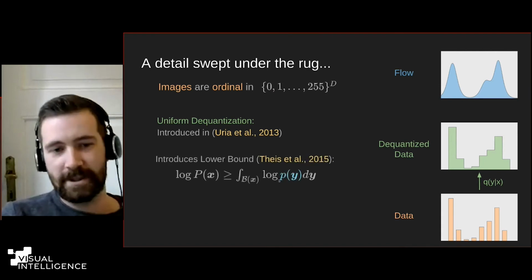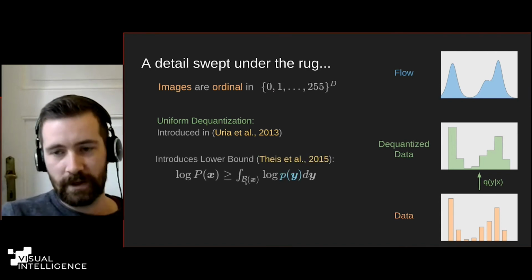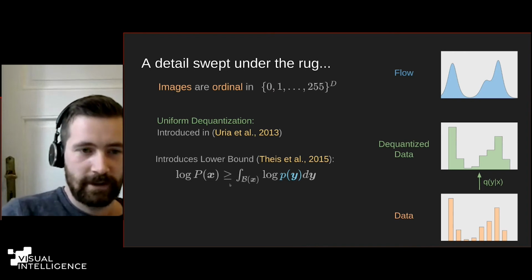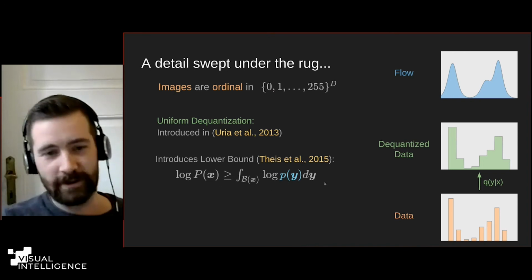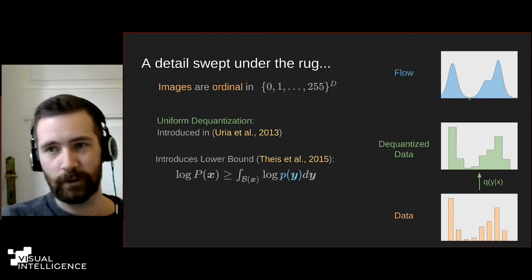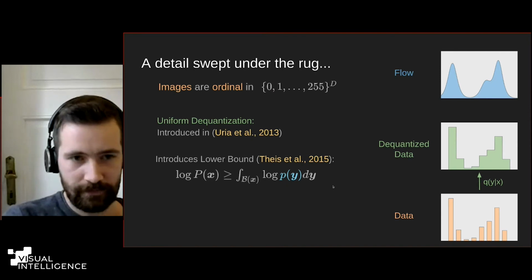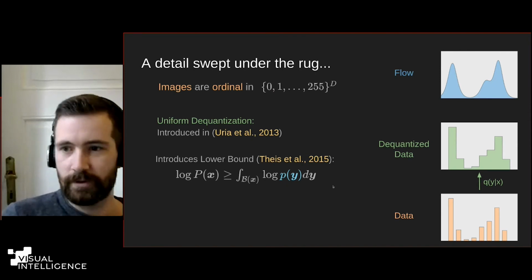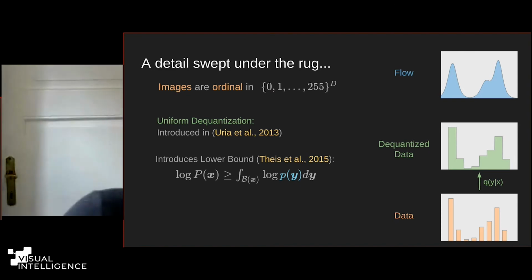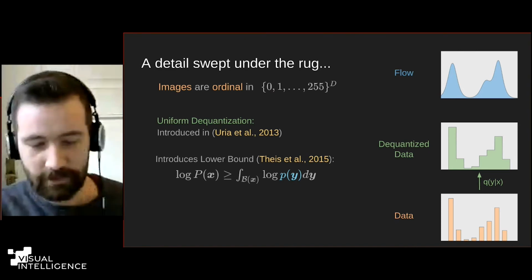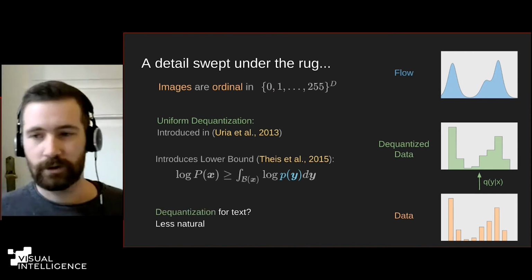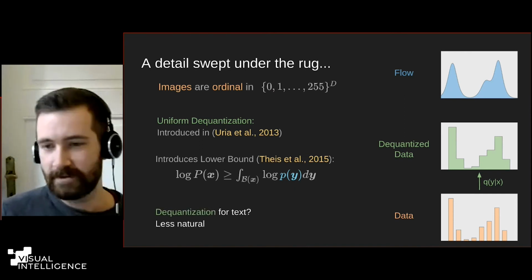Yeah, and this was later shown to provide a lower bound on the actual discrete log likelihood that you would get if you actually integrate this flow into the different bits. So actually, we do need some trick like this when we're training flows on images. So could we just also apply this to text?